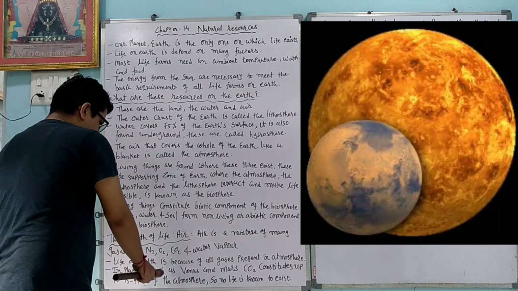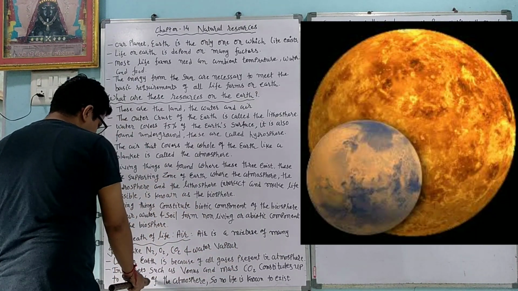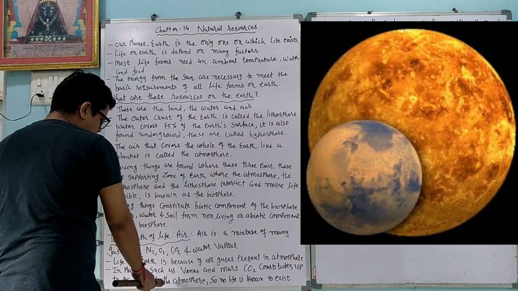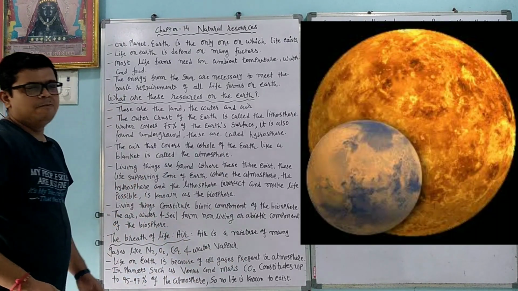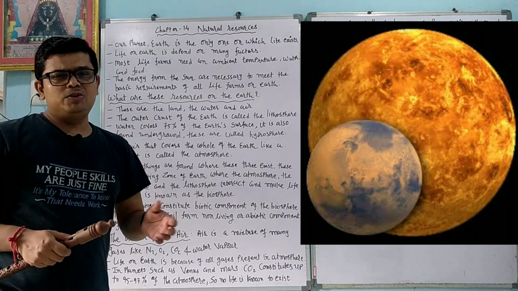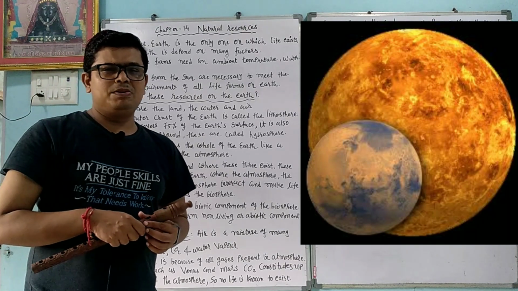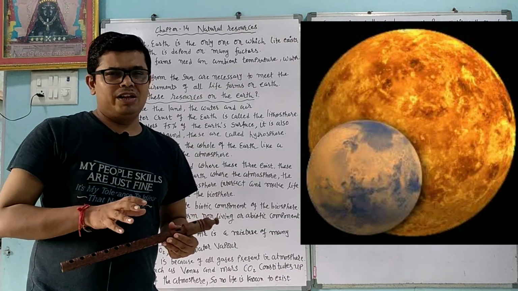In planets such as Venus and Mars, carbon dioxide constitutes up to 95 to 97% of the atmosphere. So no life is known to exist. So we can say that on Mars and Venus, almost 95 to 97% carbon dioxide is present, no other gases are present, so life does not exist there.